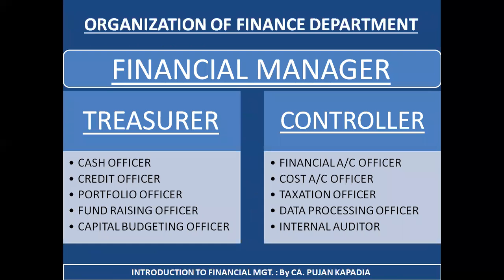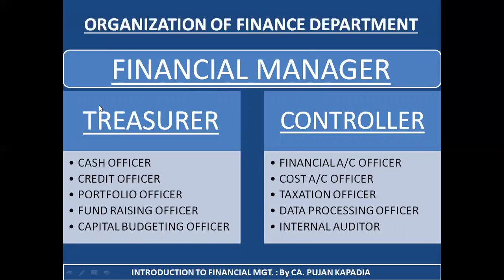Fine. Let's take a quick look at the organization of the finance department. Now, when I talk, I am having a finance department in my organization. Who is the main chairperson? The chairperson is the financial manager. He is going to lead the finance department. Basically, his entire transaction is divided into two parts: one is the role as a treasurer and second is the role as a controller.